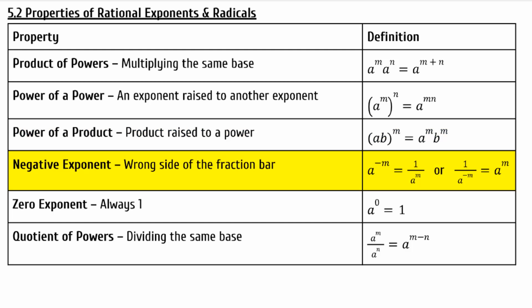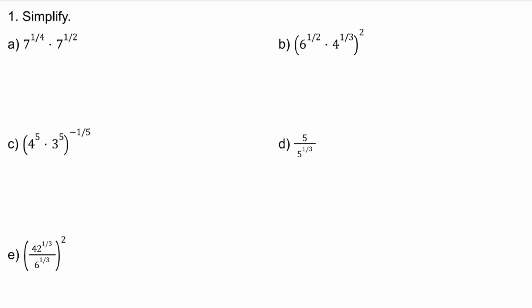A negative exponent means the base of your exponent is on the wrong side of the fraction bar. If your exponent is 0, your result is 1. And when you're dividing the same base, you subtract the powers. Use the properties of exponents from Algebra 1 to simplify rational exponents, an Algebra 2 concept.